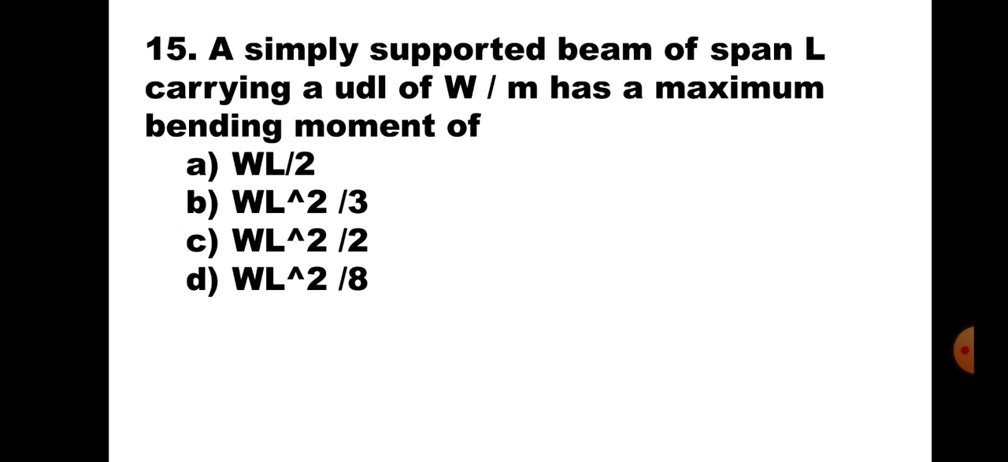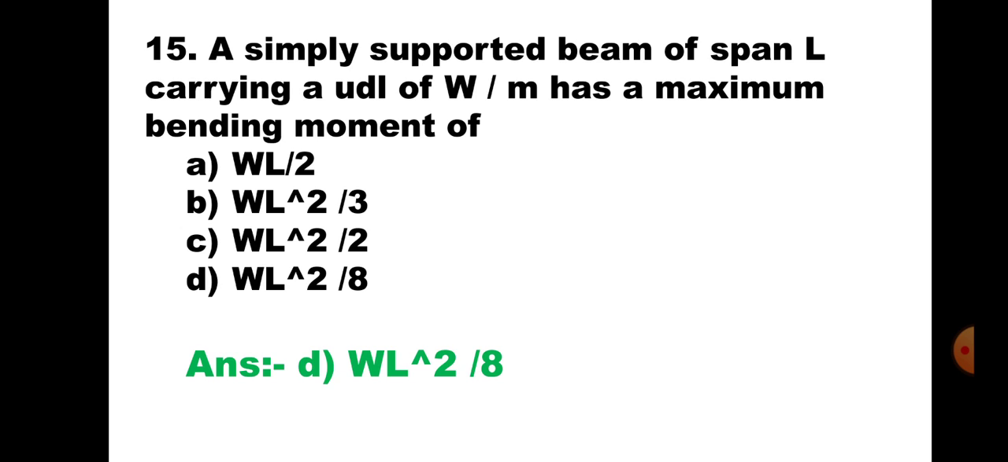Question number 15. A simply supported beam of span L carrying a UDL of W per meter has a maximum bending moment of A WL by 2, B WL square by 3, C WL square by 2, and D WL square by 8. This is a standard case of a simply supported beam carrying a UDL on the entire span. The maximum bending moment is WL square by 8. Hence the correct answer is D.